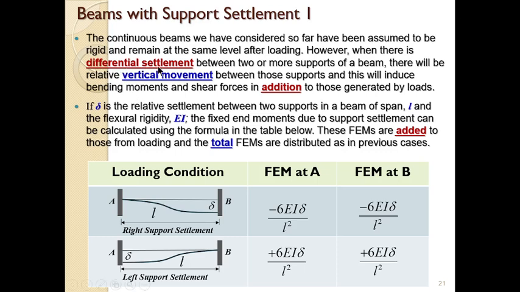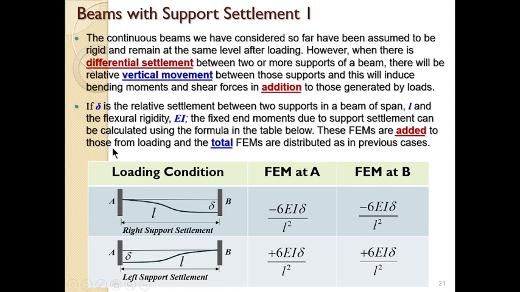However, when there is differential settlement between two or more supports of a beam, there will be a relative vertical movement between those supports, and this will induce bending moment and shear forces in addition to those generated by the load. If all the supports settle at the same level, no problem, but in practice, they don't always do. Usually, one support will settle more than the other, and that introduces what we call differential settlement. Because of that, there is an induced moment and induced shear force, in addition to the general one caused by the loading of the structure.